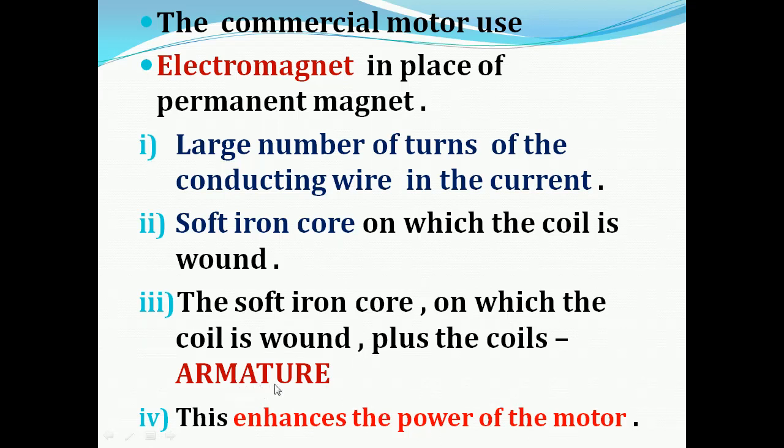This is also a very important question. What is meant by armature? It is the soft iron core on which the coil is placed, along with the coil. The function of the armature is to enhance the power of the motor. So this is about the working principle, parts and construction of the electric motor.